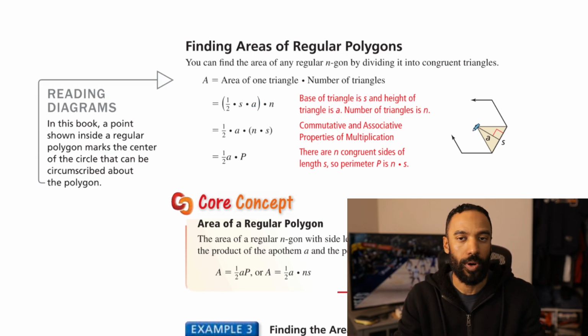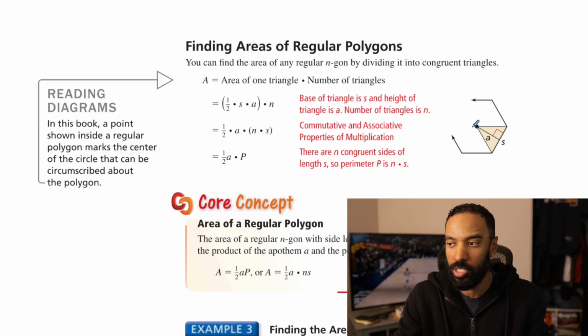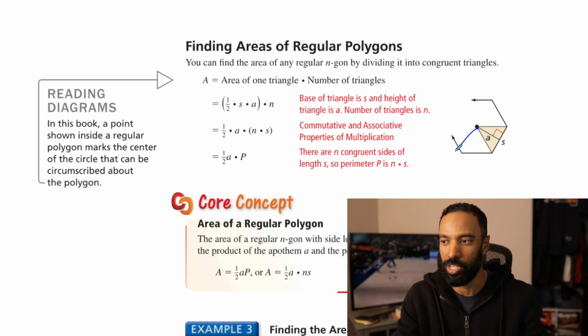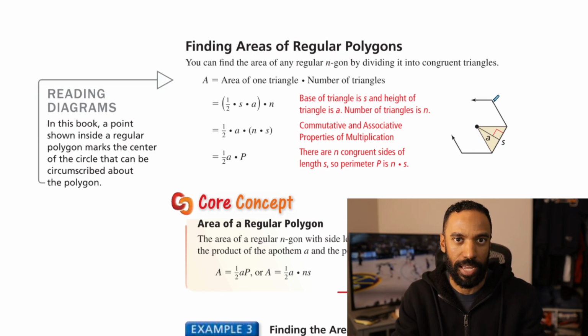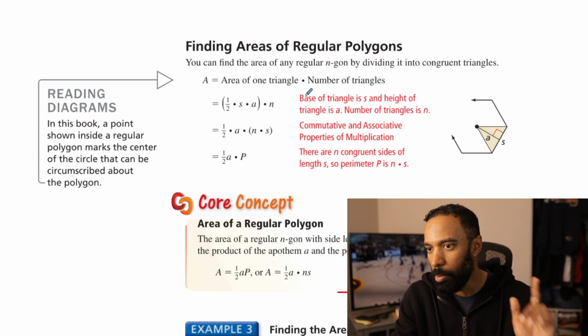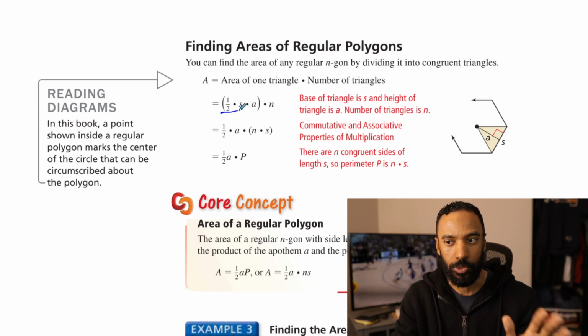And how many congruent triangles are there in this thing? Depends on how many sides there are. A 6-sided shape would have 6 triangles. 1, 2, 3, 4, 5, 6. So you'd multiply by 6. If there are 8 sides, though, you'd multiply by 8.